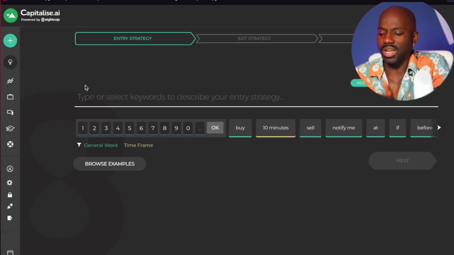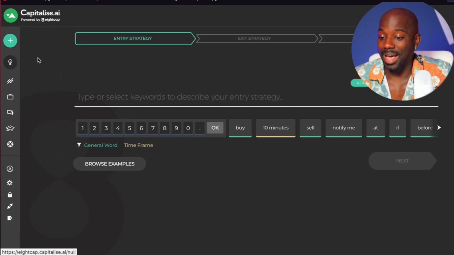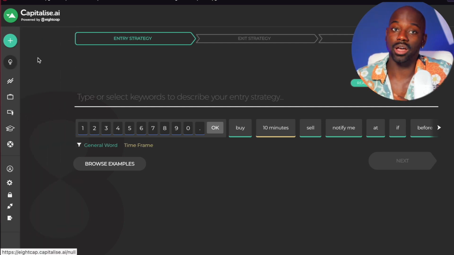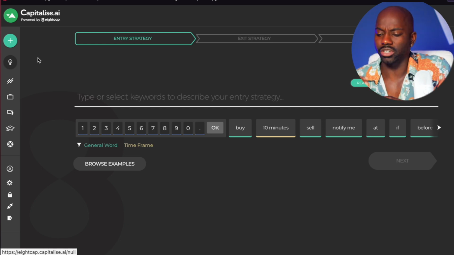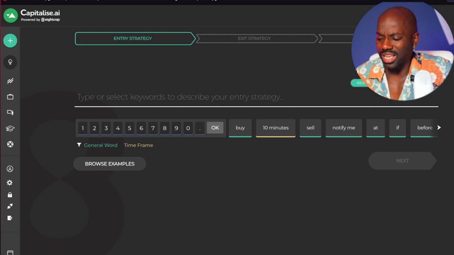So getting started, you guys can see that this is their interface, Capitalize.ai, powered by 8cap. Now they're also powered by Forex.com. They're powered by Interactive Brokers. There's a lot of other brokers you can hook this up to. So far, I think it's a pretty interesting concept.